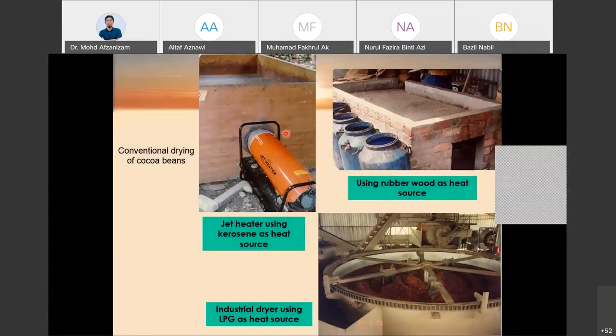And then conventional drying of cocoa bean, using a jet heater with kerosene as heat source. They blow hot air with the machine. Some of them use rubber wood as a heat source, so they burn underneath the plate to heat up all the cocoa beans. For some of the industry, they use LPG as a heat source with a stirrer, just to ensure they can dry the cocoa beans evenly.